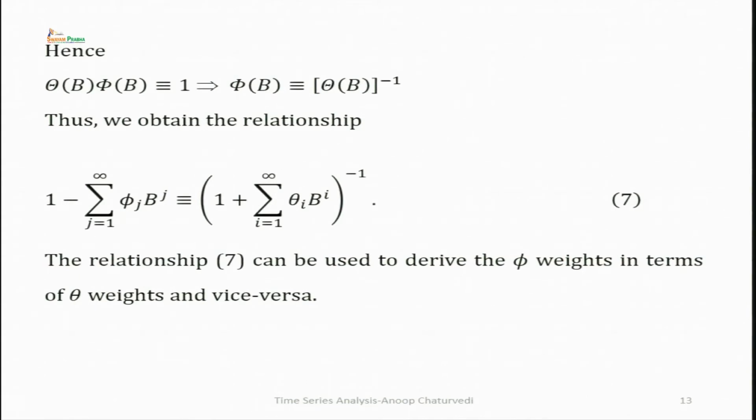or you can write this relationship in this form also, 1 minus summation j equal to 1 to infinity phi j B to the power j equal to 1 plus summation i equal to 1 to infinity theta i B to the power i whole inverse. Now, this relationship 7 can be used to derive the phi weights in terms of theta weights. It can also be used to derive theta weights from phi weights.